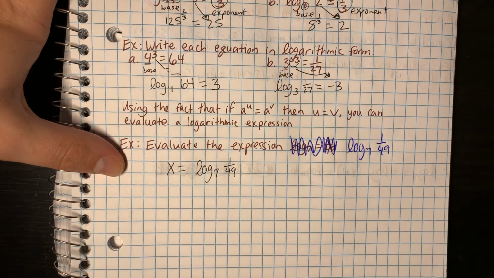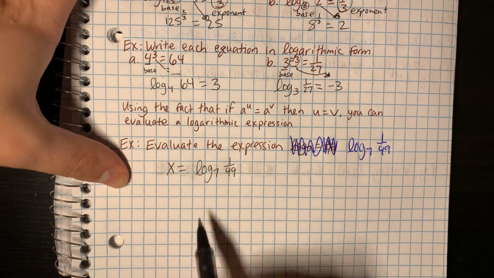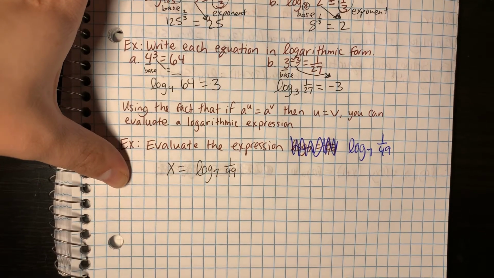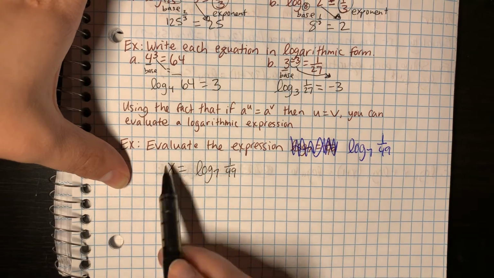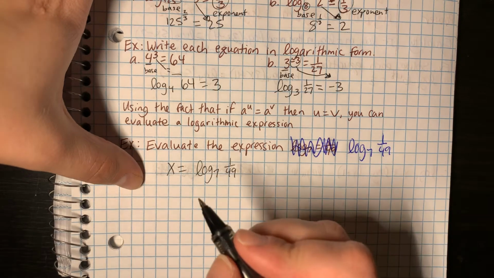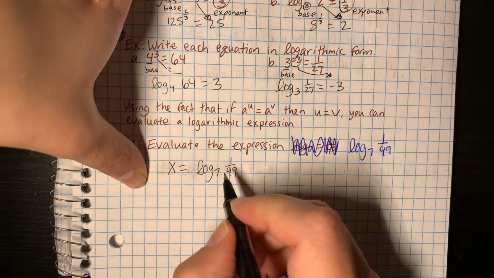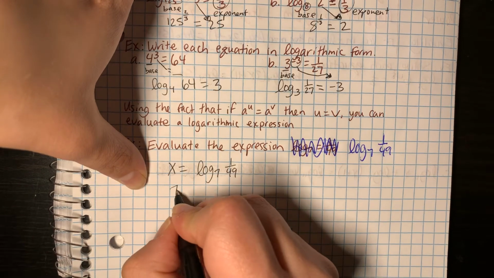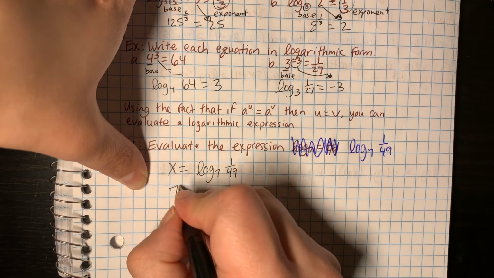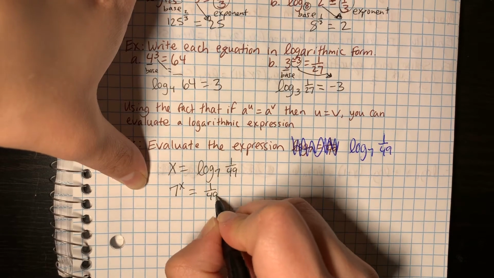Okay, we're going to work our way to find out what x, or what this logarithm really equals. So we're going to write this now in our form from above. This right here is our base, so we're going to say 7. This is our exponent, and it is going to equal 1 over 49.